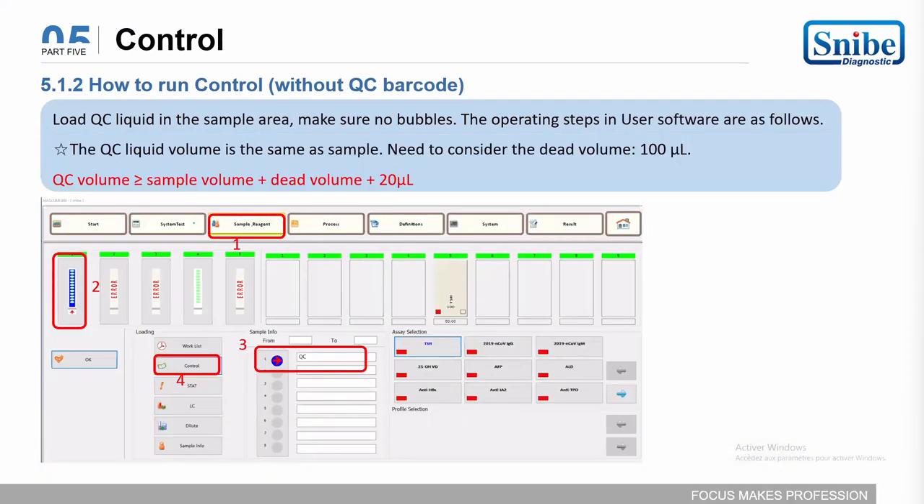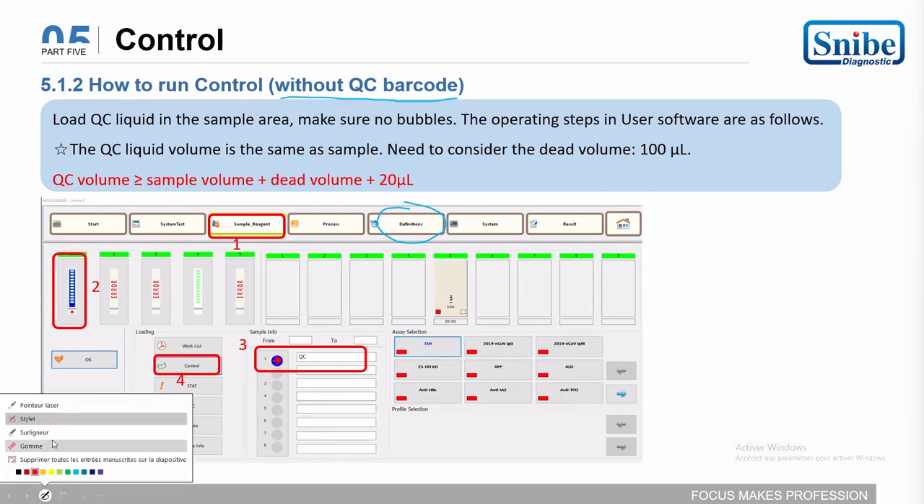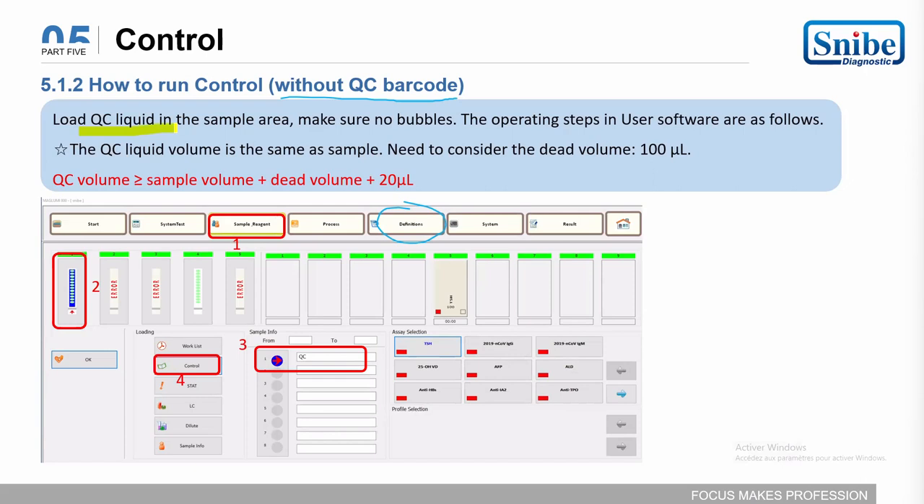So you add the quality control, then how to run the quality control after adding the quality control information in definition. How to run the quality control, firstly, without QC barcode. If you don't have the barcode labels for the QC, this is how to run it. Load the QC liquid in the sample rack. Make sure there are no bubbles in the quality control solution, and then follow these steps.